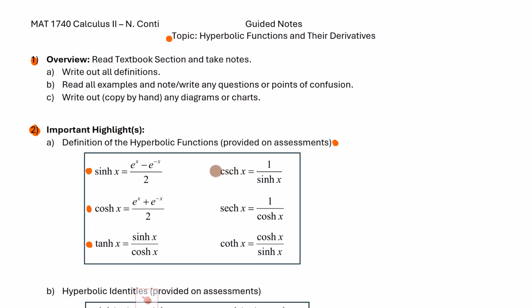Moving on, cosecant hyperbolic of x is equal to 1 over sinh, or sine hyperbolic of x, which of course resembles the trig definition for cosecant. Secant hyperbolic of x similarly equals 1 over cosine hyperbolic of x, or 1 over cosh of x. And lastly, cotangent hyperbolic of x is equal to cosh over sinh, cosine hyperbolic of x over sine hyperbolic of x. Again, these resemble their counterparts in trigonometric definitions and identities.